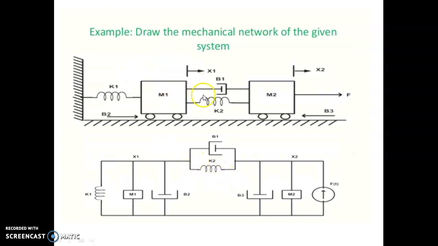So, another circuit. There are x1 and x2, and in between these two you have B1 and K2. See, x1 terminal, x2 terminal, and in between we have B1, K2. To x1 we have K1, B1, B2, M1, then x2, F, M2, B3. Right? So this is the equivalent circuit.